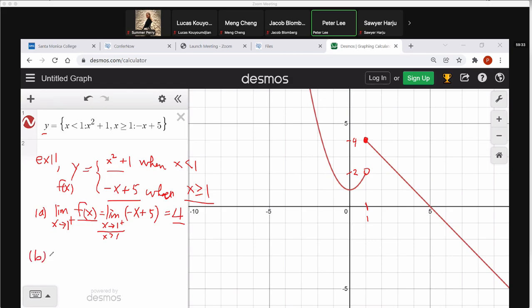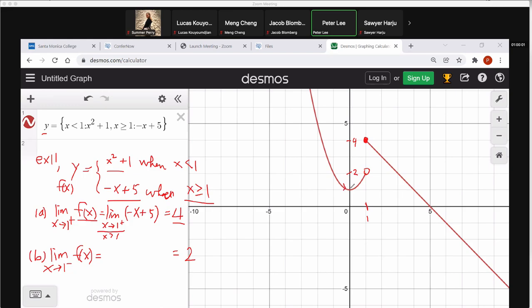So now, what is the left limit? The limit as x approaches 1 minus of f of x. What is the answer to this limit if I look at the graph? Can you tell me? 2. That's right. When x is approaching 1 from the left side, the points are heading this way.